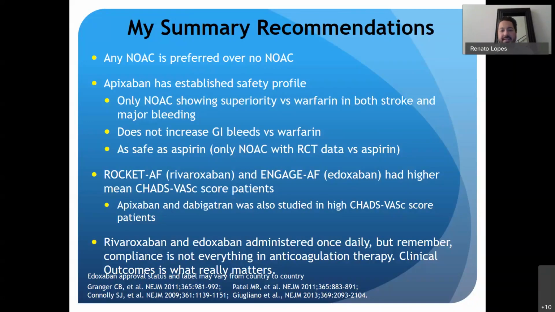The ROCKET trial and the ENGAGE trial had on average higher CHA2DS2-VASc patients, but remember that the apixaban and dabigatran trials also have a large number of high CHA2DS2-VASc patients as well. And with rivaroxaban and edoxaban, it's once daily. Sometimes this can be a good advantage in terms of polypharmacy and managing many drugs. But remember, the most important thing when we talk about anticoagulants is not just compliance, it's actually clinical outcomes. If you have a drug that can reduce stroke, reduce bleeding, and reduce death, that is the outcome that we want to get. That's what we should use.